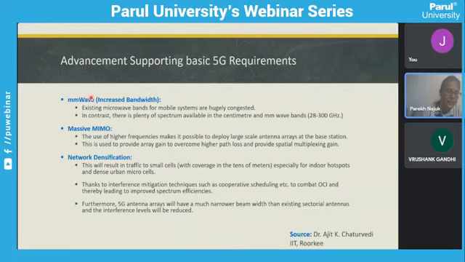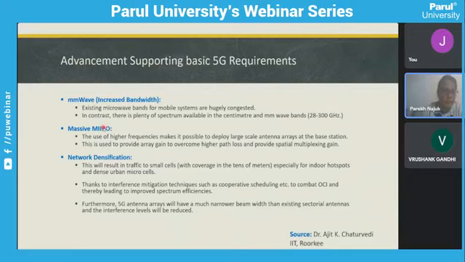That is the millimeter wave. That is the spectrum that you can use to have increased bandwidth. The existing microwave bands for mobile systems are hugely congested, as they are occupied by 2G, 3G, 4G. So you need increased bandwidth, and for that you have to shift to the millimeter wave bands, 28 to 300 gigahertz, which is free. It is available to you to use.